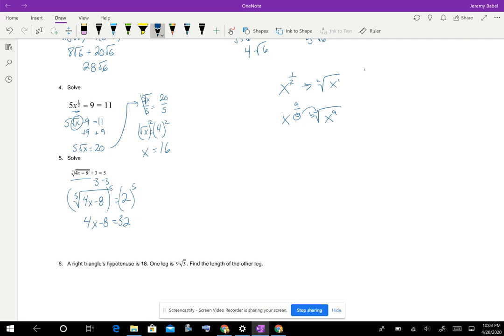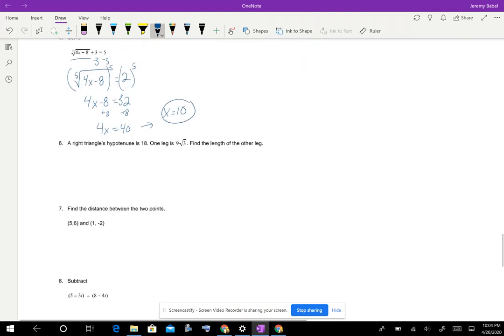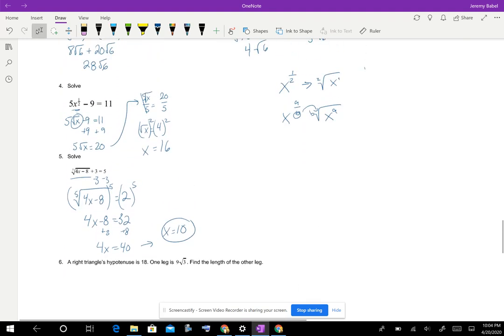And then we're going to add 8. We've got 4x equals 40. Divide both sides by 4, and we're going to get x equals 10. Okay, and that's solving radical equations.